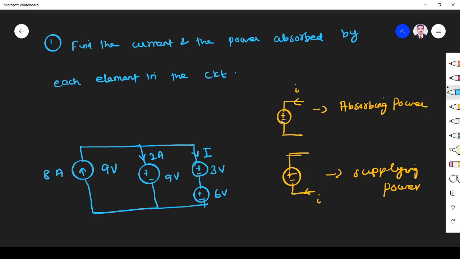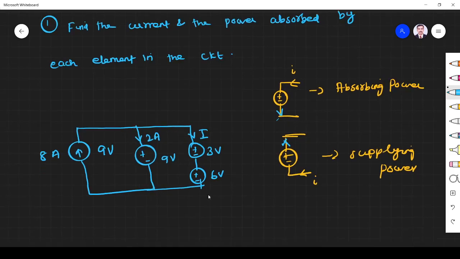So current comes out of the negative terminal here, and here current comes out of the positive terminal. Whenever we put it like this, the source is supplying power. So if current comes out of the positive terminal, it is supplying. If current comes out of the negative terminal, it is absorbing. Clear or not? Okay, now we will go.